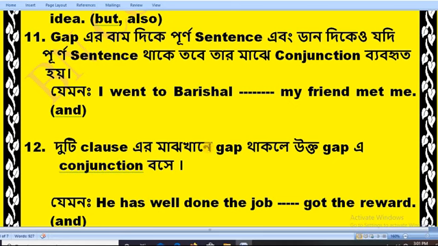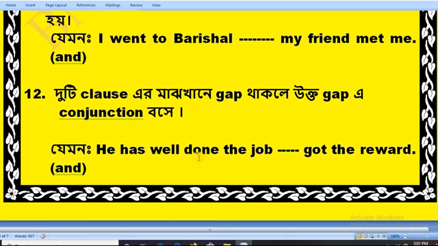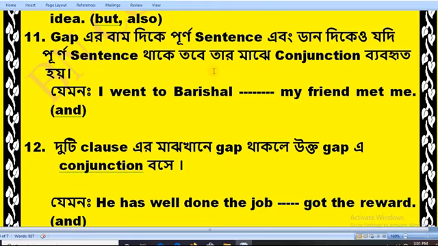If you see there are two gaps, two clauses, and in the middle, I have already discussed it in rule 11.